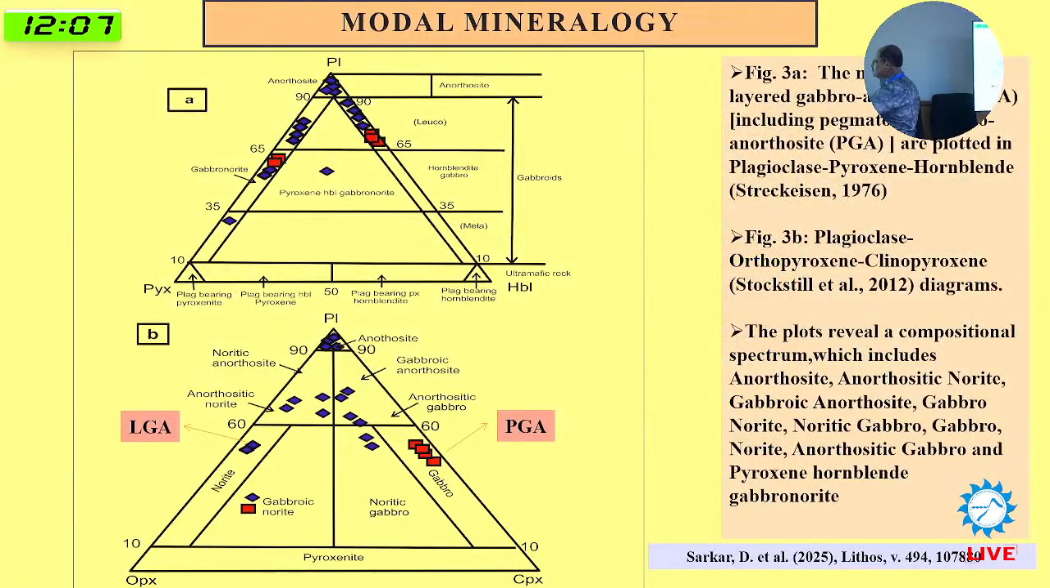As a part of the conventional work or conventional taxonomy, we have done some modal mineralogy classification, and we have seen that many rock types within the layered complex itself have been envisaged: anarthosite, anarthositic nodite, gabbroic anarthosite, following the classification scheme of IUGS.